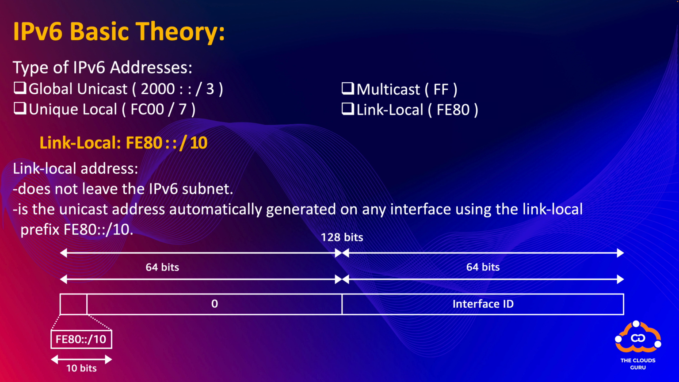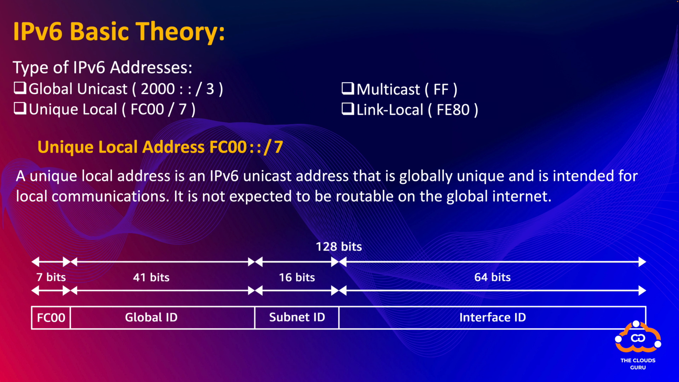Link local address does not leave the IPv6 subnet. It is the unicast address automatically generated on any interface, using the link local prefix FE80::/10. This prefix is combined with a 64-bit suffix, which the host can compute and assign by itself, without the presence or cooperation of an external network component like a DHCP server, in a process called link local address auto-configuration. The second 64 bits part represents interface ID.